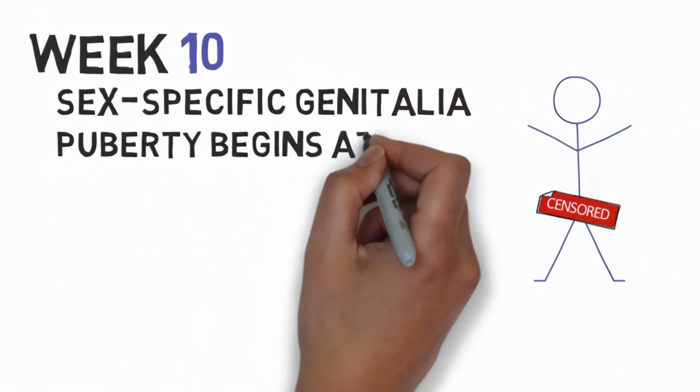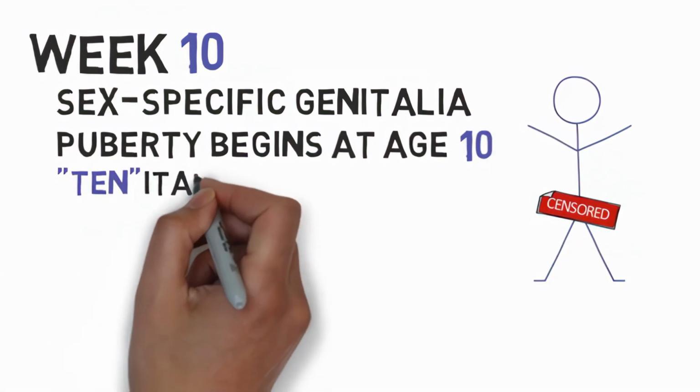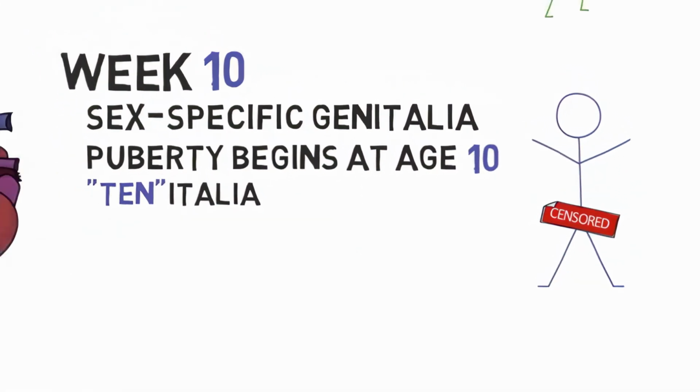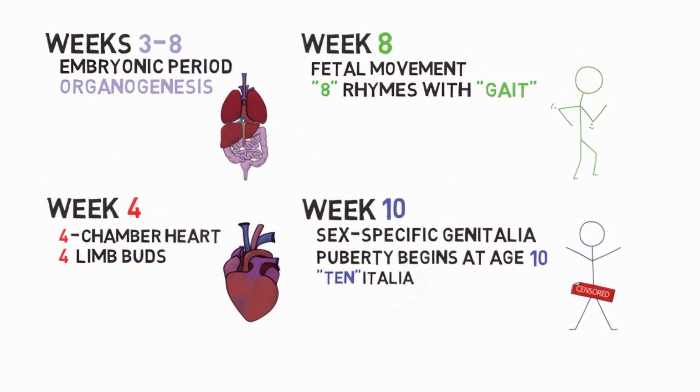You can think about puberty starting around age 10, or you can think of the word tenitalia, whatever works for you. And remember that these weeks are being measured from the day of conception. In embryology, we're talking about developmental age, which is measured from conception. That seems fairly obvious, except that OB-GYNs in the US keep track of gestational age. They count weeks of gestation from the last menstrual period, not from the day of conception. So a 40-week gestational pregnancy in the US is actually a 38-week-old fetus by developmental age.